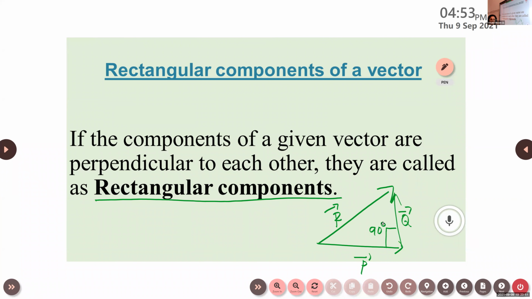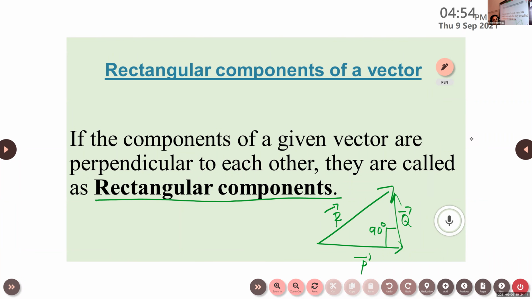Is it clear? Do you get an idea about the component form of a vector?